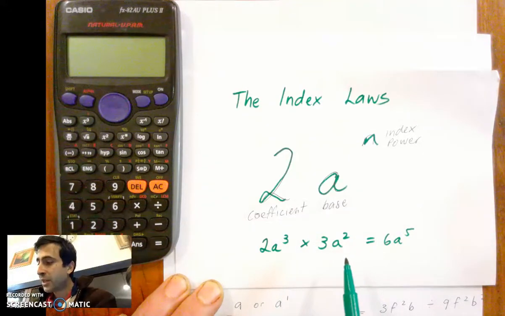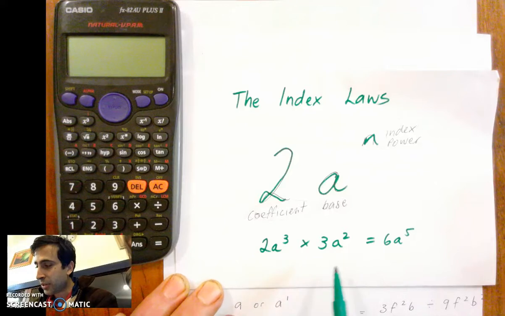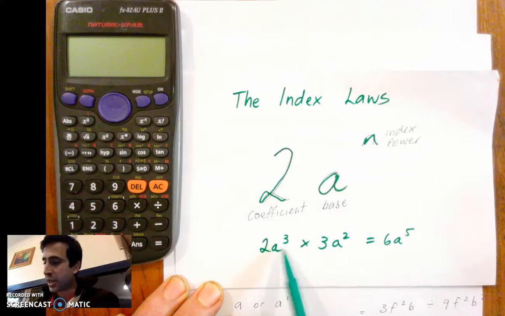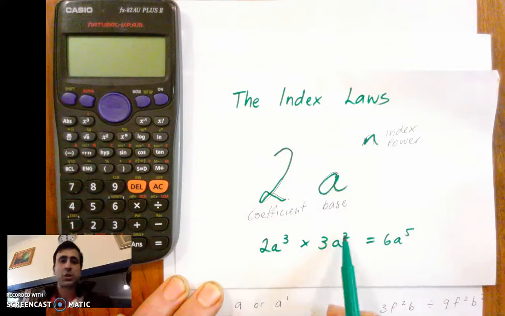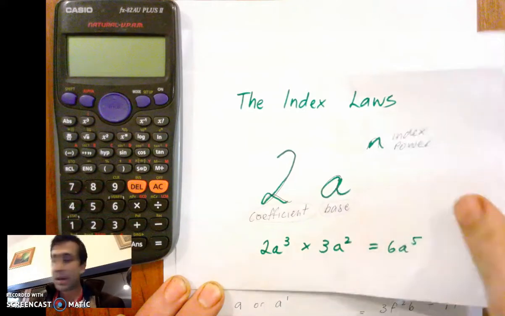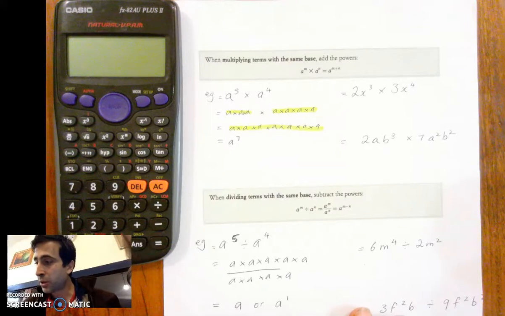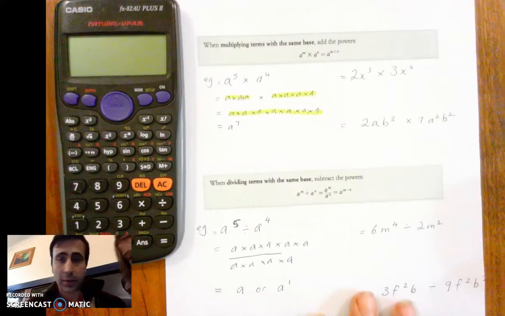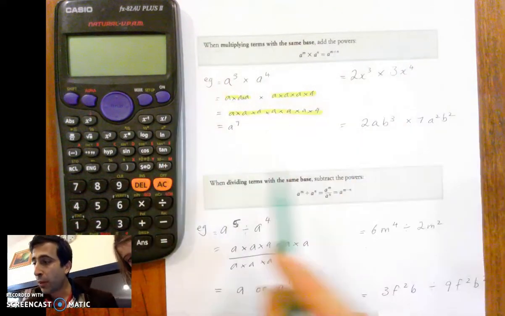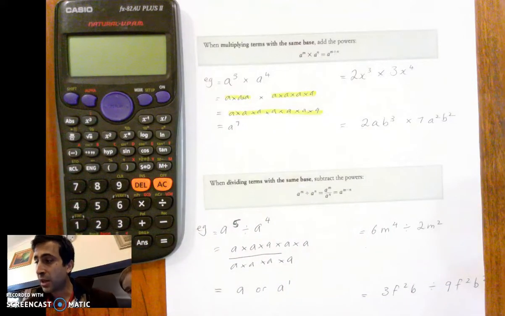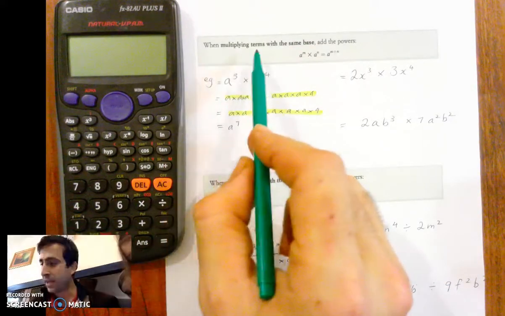But we see that the a doesn't change. It's just the number of a's that changes. And so that leads us very nicely into our first index law. Now, my advice to you is to take notes, because each little box that I've got in green is a summary of everything that we need to do. So we're multiplying terms with the same base. We just add the powers together. And here's our little description of that.